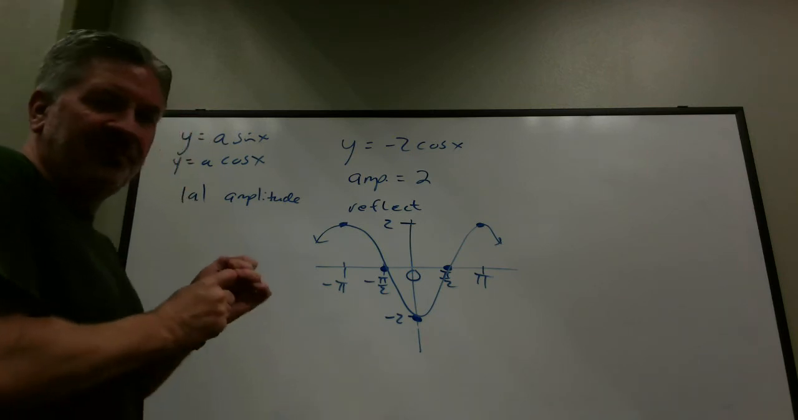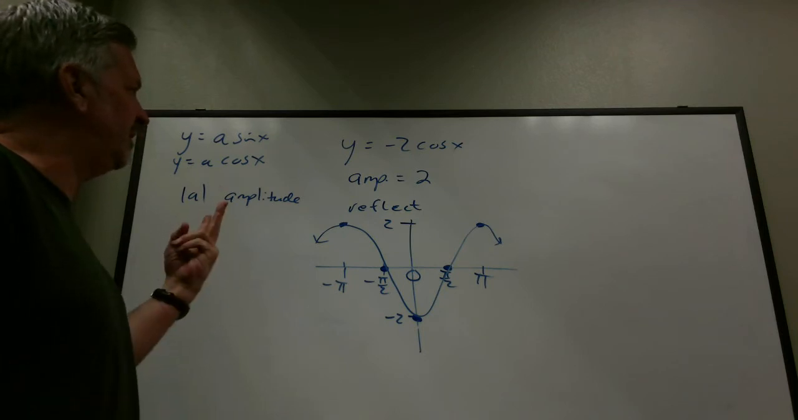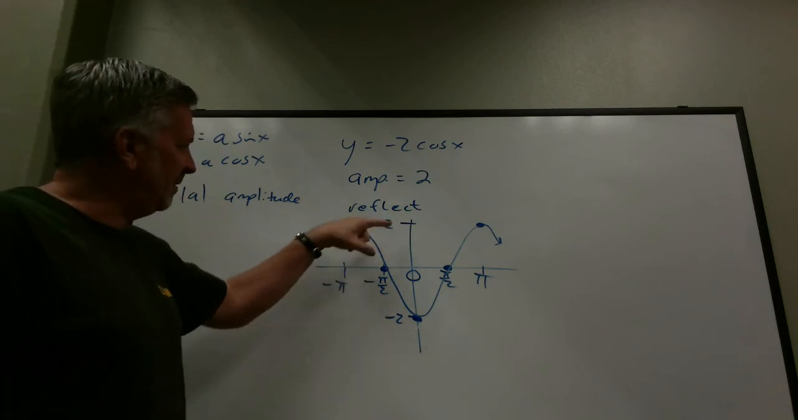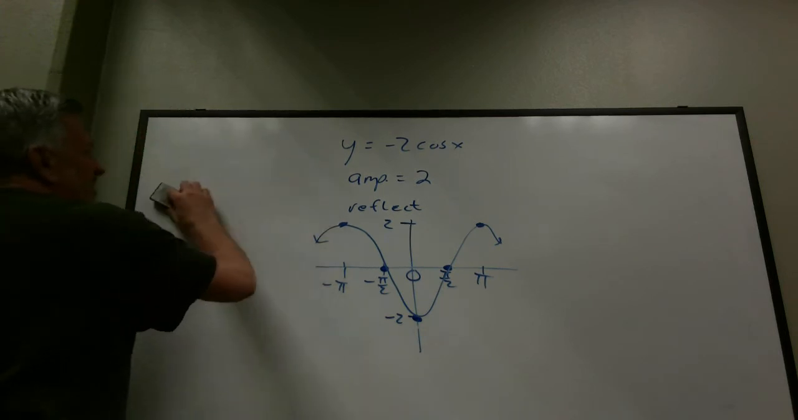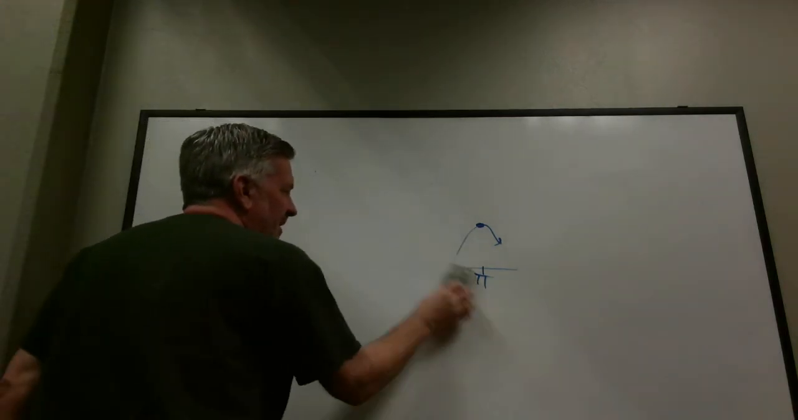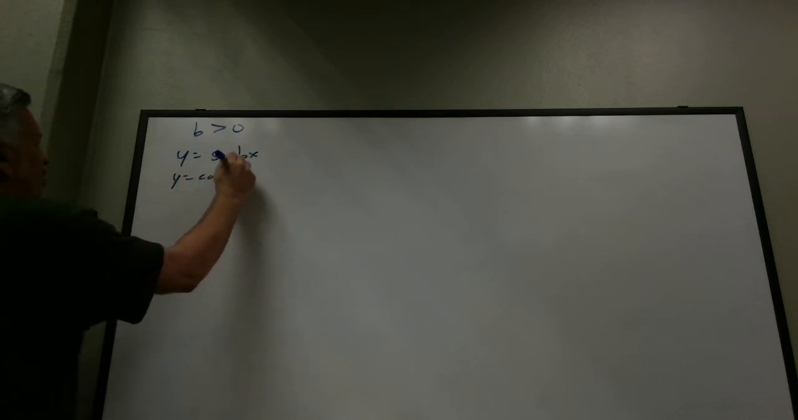Notice I said there are five things we're going to mess with compared to the parent graph. We've already done two of them, right? Changing the amplitude and reflecting. So that's two of them. Okay, now let's change something else. We've done a vertical stretch. Now we want to look at horizontal stretches. So now we're going to consider B greater than zero here. And we're going to look at y is sine bx or y is cosine bx.